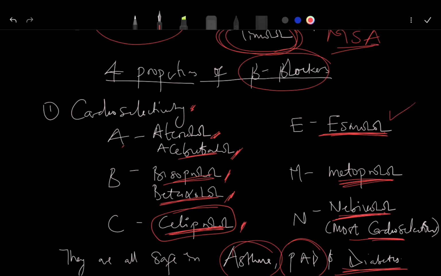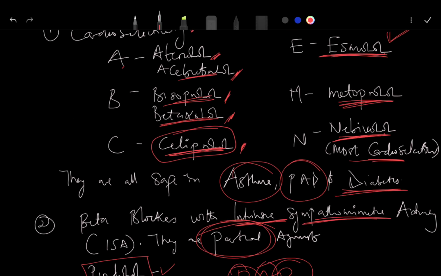Esmolol also was the shortest acting beta blocker, being broken down by plasma esterases. So take note of that. Then metoprolol and nebivolol are the most cardioselective.